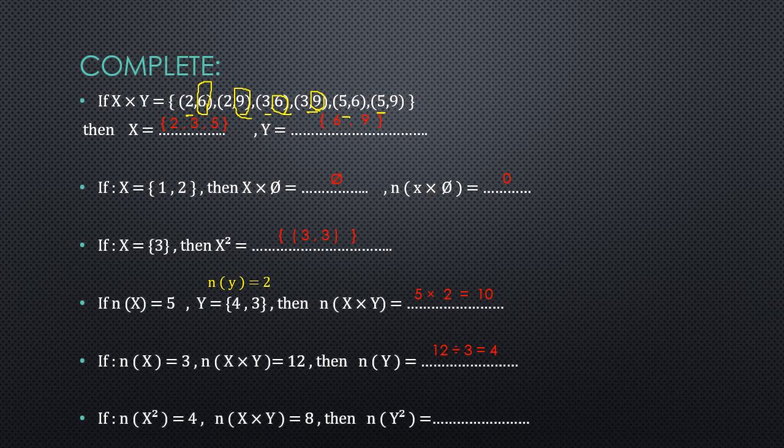The last one, if number of elements of x squared equals 4 and number of elements of x product y equals 8, then number of elements of y squared equals... first we will get number of elements of x, not x squared. We take the square root of 4, so number of elements of x equals 2. Then we will get number of elements of the set y. It will be 8 divided by 2 equals 4. So the set y has 4 elements. So number of elements of y squared, 4 power 2 equals 16. Good luck.